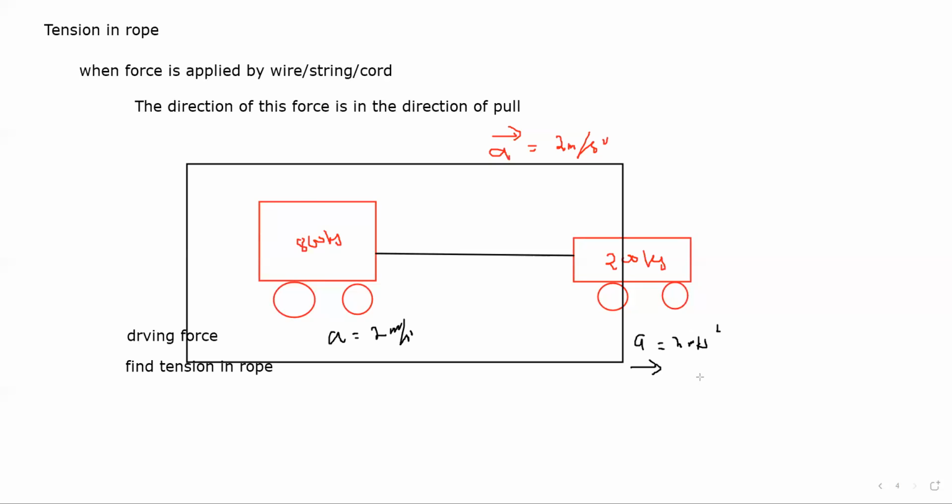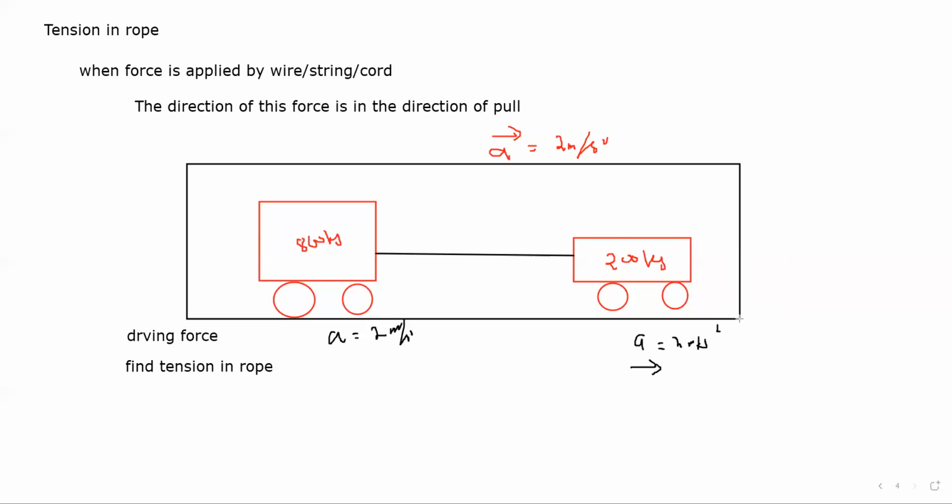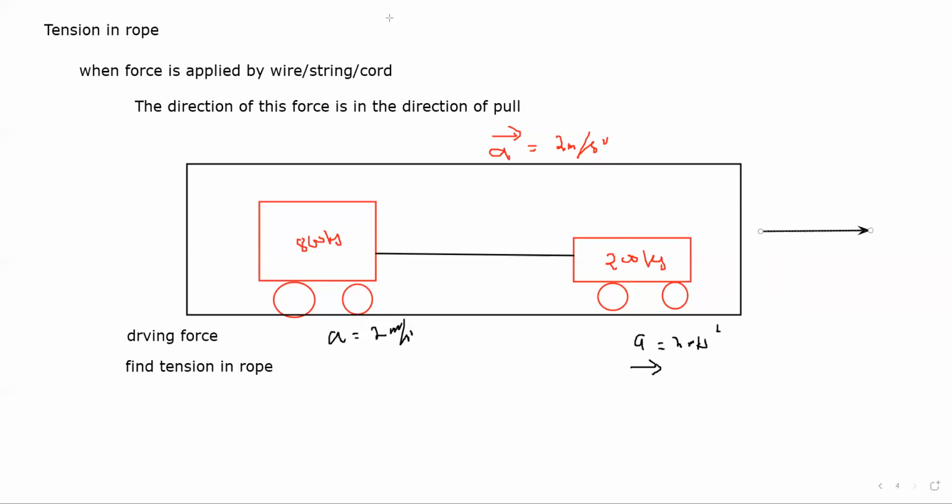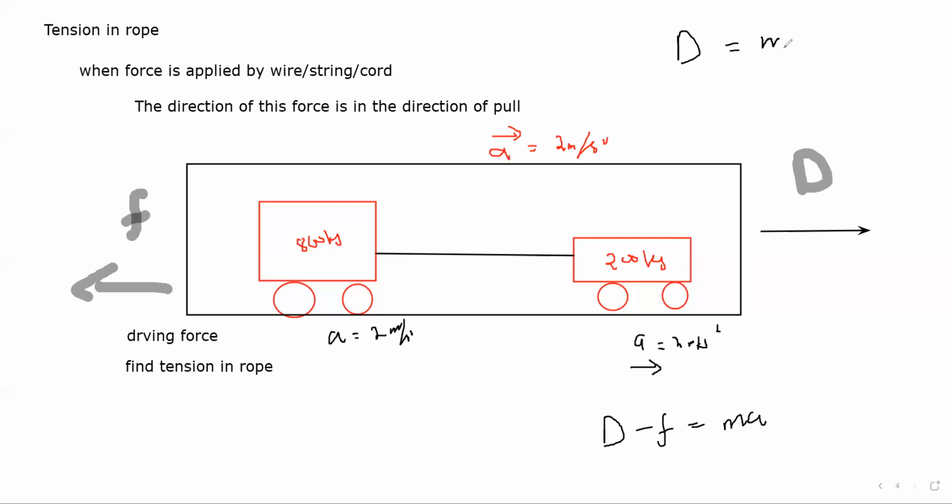So if I need a driving force, I will consider both of them as one object, like a multi-body system. This whole system has acceleration of 2, and I need the force which is driving. There is no force opposing, like friction, which is not given. If friction was given in the question, then the statement would be driving minus friction is equals to ma. But if friction is negligible, then driving force is equals to ma, because the resultant force is always equals to ma.